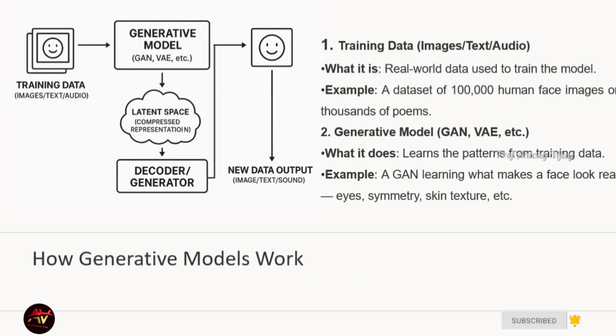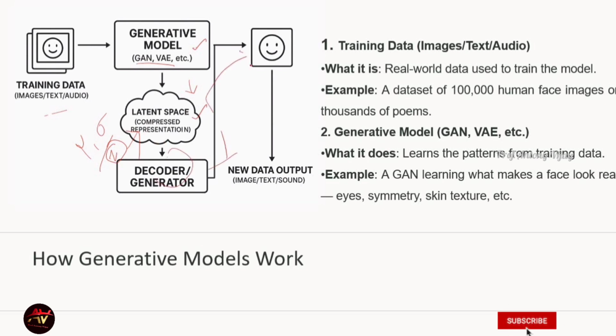Let's see how the generative model works. So here initially we have training data in the form of image, text, audio, video, whatever it may be. Then we apply it to the generative model, like GAN, VAE, diffusion, LLM, the various things we have seen now. After that we convert it into the latent form, already in compressed form. We have seen the formula with mu and epsilon and all. With the help of that we find z, the latent vector. From that we can regenerate a new image.